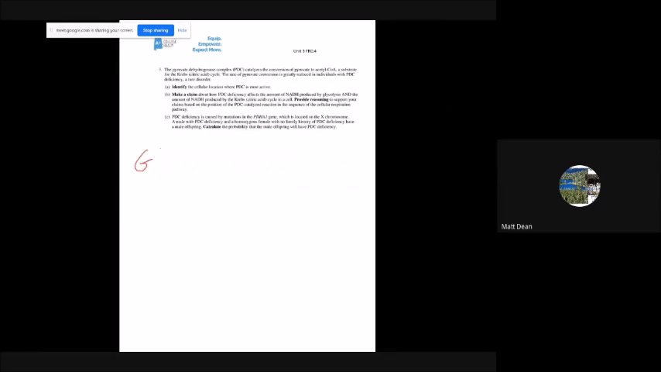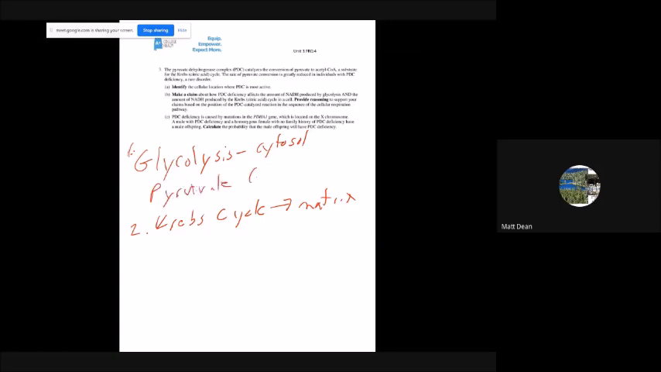Remember that in aerobic cell respiration, we have glycolysis. That's step 1. That happens in the cytoplasm. Step 2 is generally considered to be the Krebs cycle, which happens in the mitochondrial matrix. But remember, in between glycolysis and Krebs cycle, there's the step we're talking about up here, which is the pyruvate conversion.